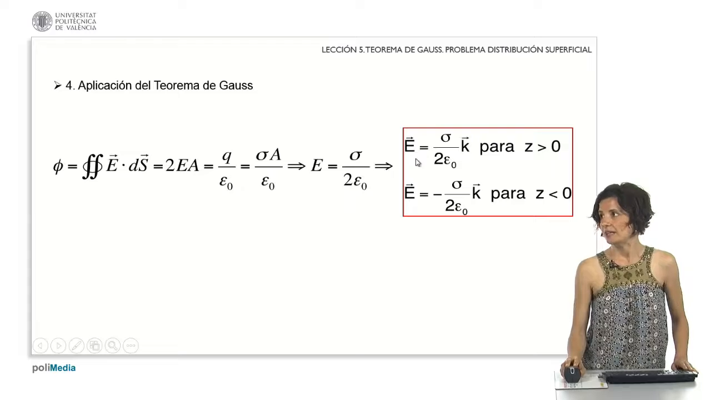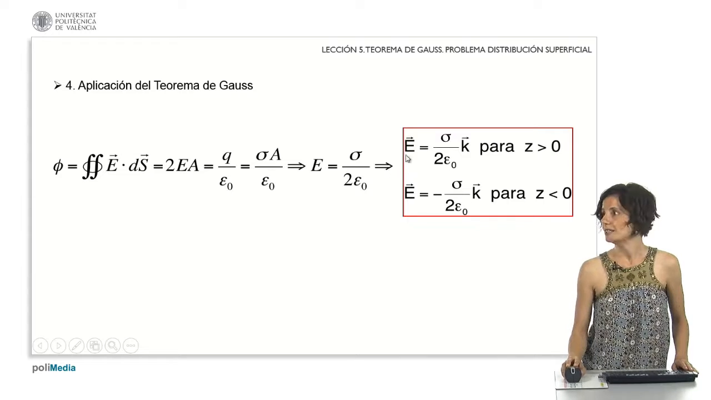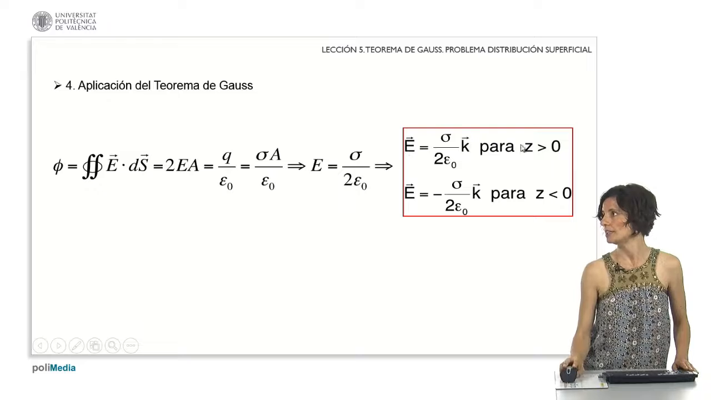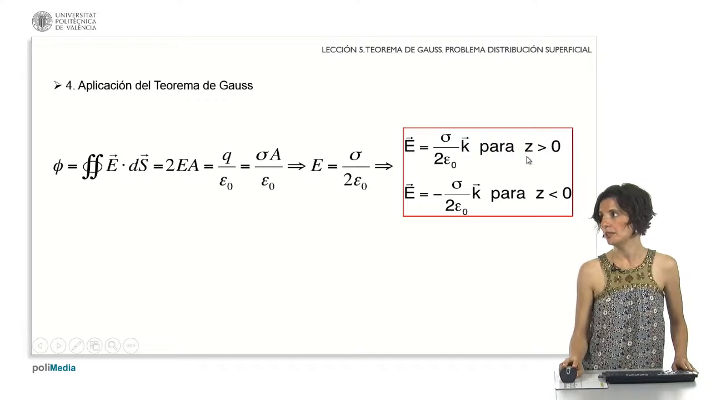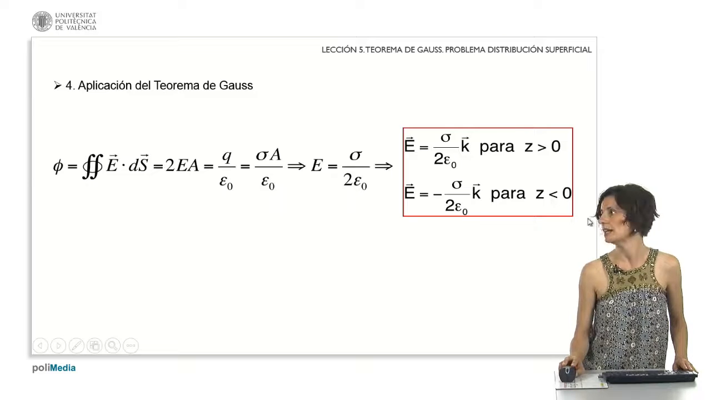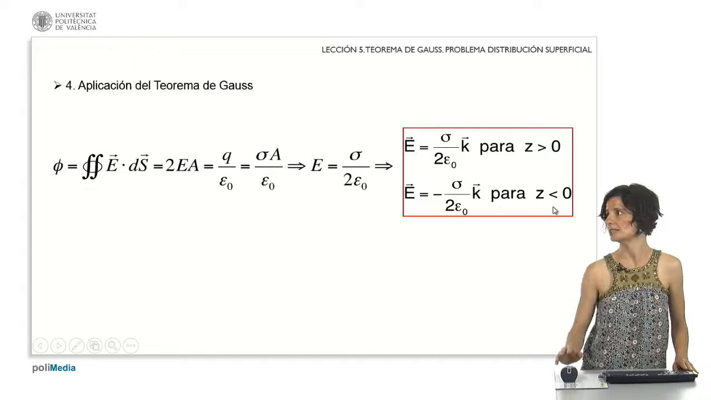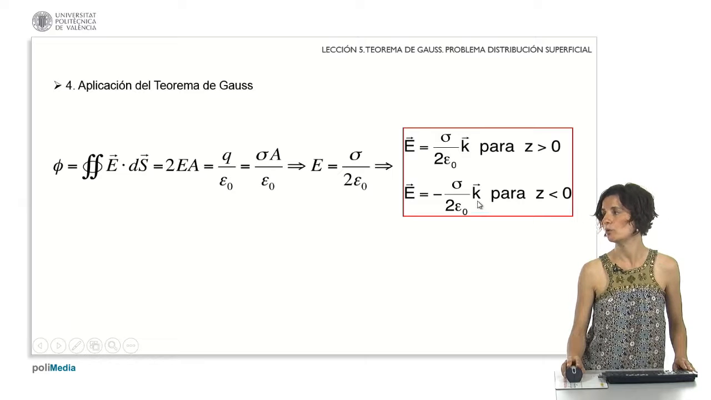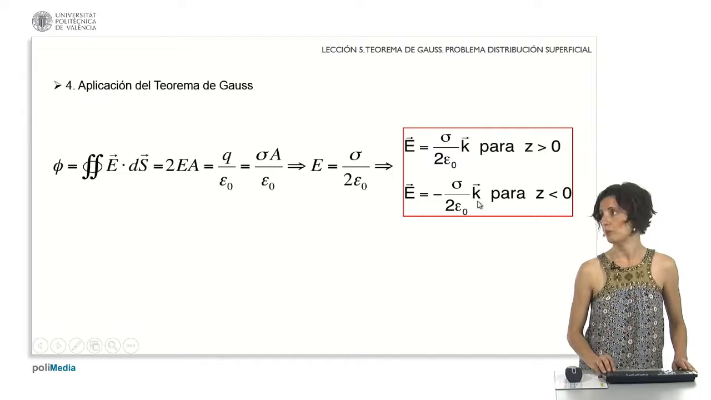To give the vectorial character to the electric field, we distinguish between the zone above the plane and the zone below. For positive z, the electric field is positive, and we have to multiply the modulus by the unit vector k. While in the lower part of the plane, for negative z, the electric field will be negative, and it is necessary to multiply the modulus by the vector minus k.